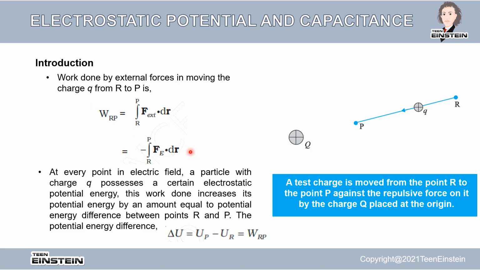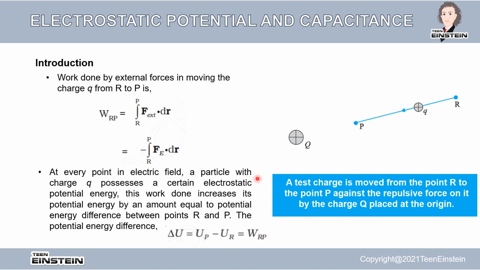Now, at every point in an electric field, a particle with charge q possesses a certain electrostatic potential energy. This work done increases its potential energy by an amount equal to the potential energy difference between the points r and p. The potential energy difference is given by delta U equals U_p minus U_r equals W_rp.